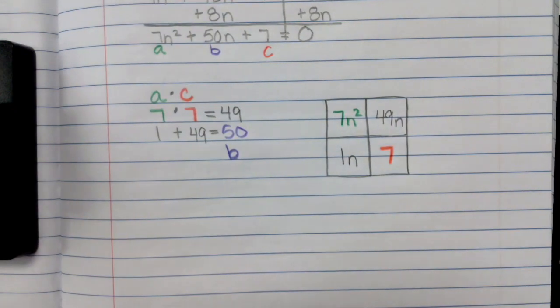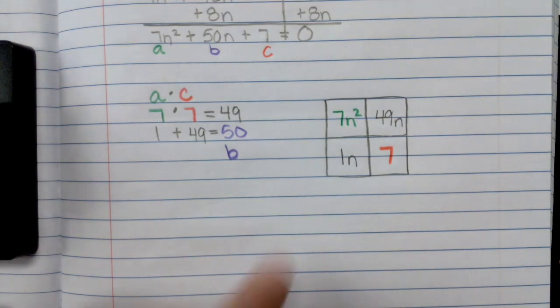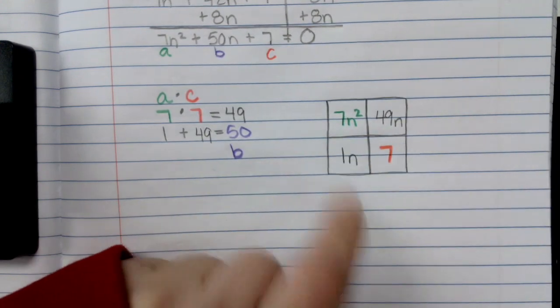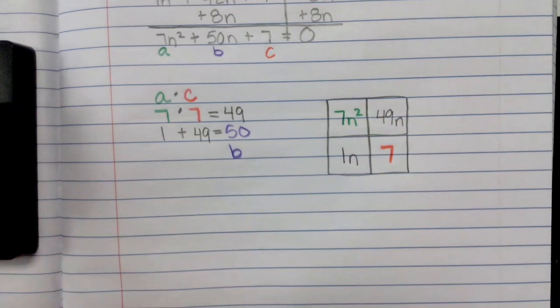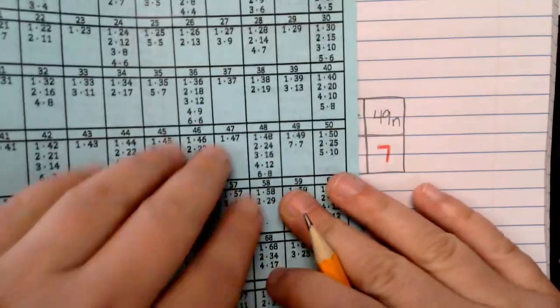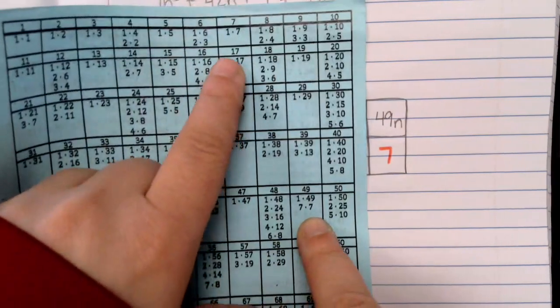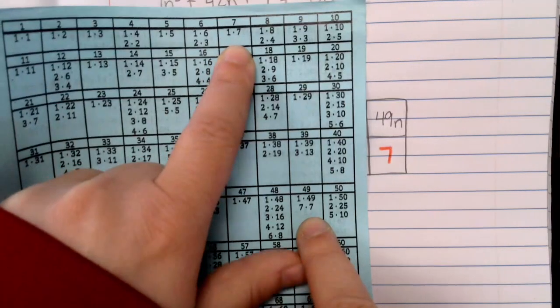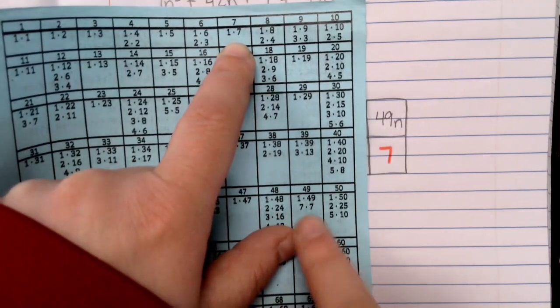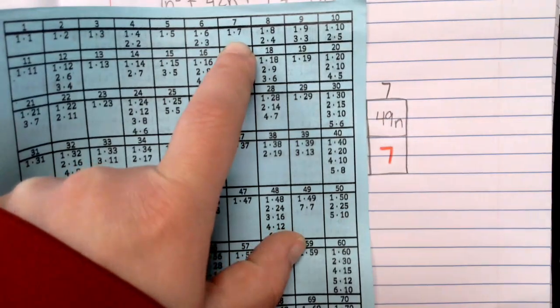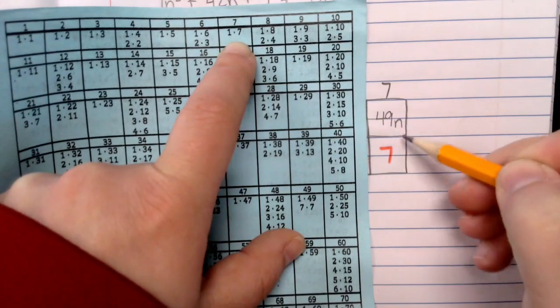Do you want to do 7 and 49, 7 and 1, 1 and 7, or 49 and 7? 49 and 7? Okay, so if we look at 49 and 7 on our blue sheet, 49 is here, 7 is way up here. What do they both have? They both have a 1, and they both have a 7. We want the biggest number, so we're going to take out the 7. Do these both have an n? No. I have a 49n and a 7. So no n, just the 7.